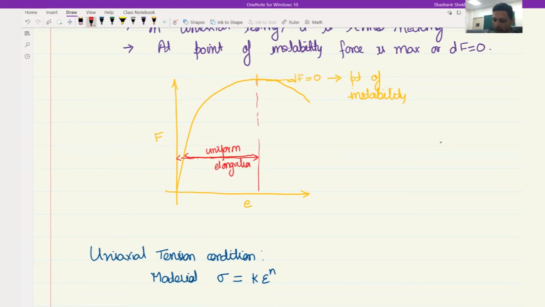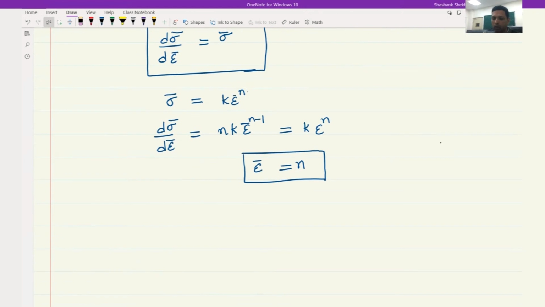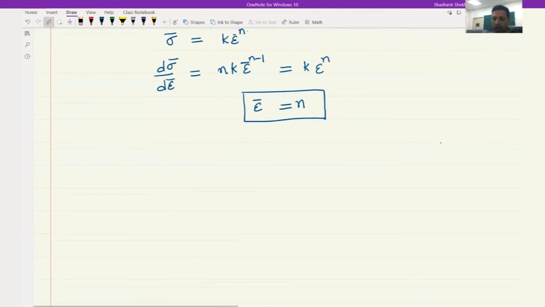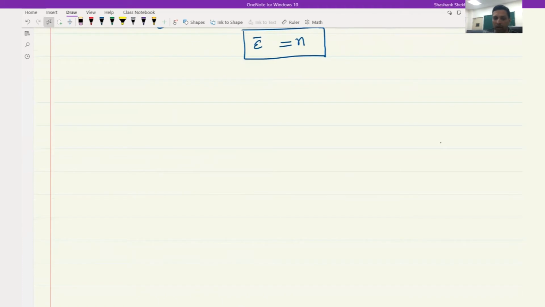And now this relation tells us that if this were to be sigma bar versus epsilon bar, then this is also equal to n. So this is new information that we are able to obtain if we apply this equation. And it also means that if we have different materials with different power law hardening behavior, with approximately similar material, then we can say that as the n value increases, the total elongation would also increase.